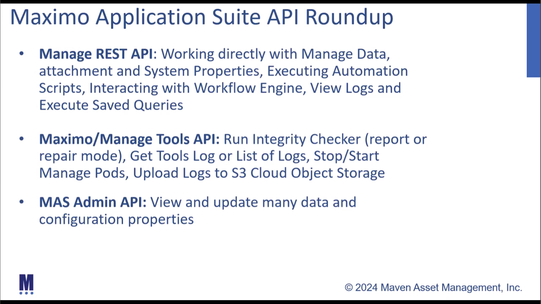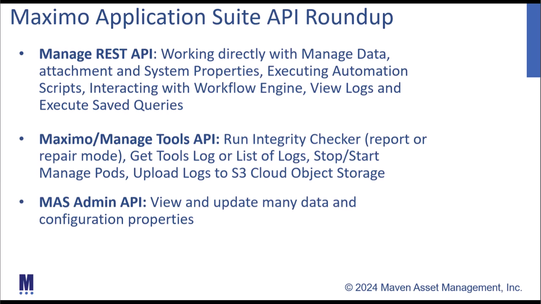The Manage Tools API is exciting because it provides a standard and remotely accessible way of performing some critical functions with the Manage application inside of the OpenShift architecture. You're able to run Integrity Checker in report or repair mode, get tools logs or a list of tools logs, start and stop the Manage pods, or even upload logs to the S3 Cloud's object storage. These were things that previously had to be performed by physically being on an administrative server hosting Maximo or Manage. This provides a lot of the same functionality in a standard API.